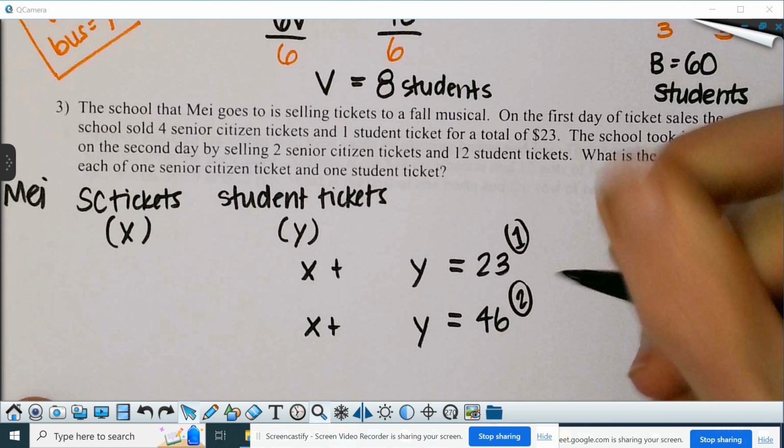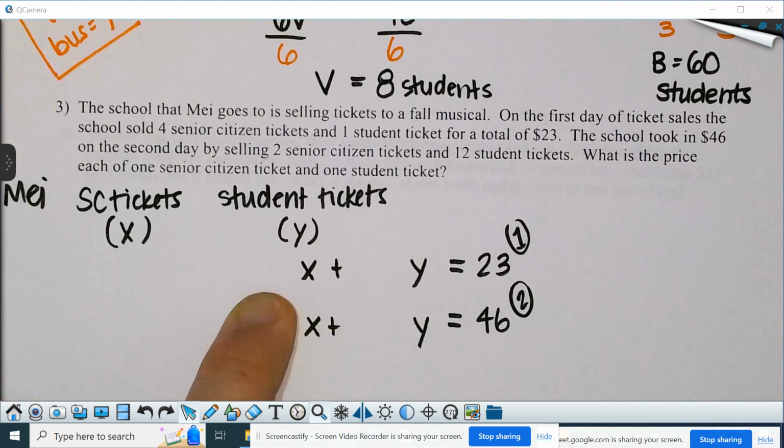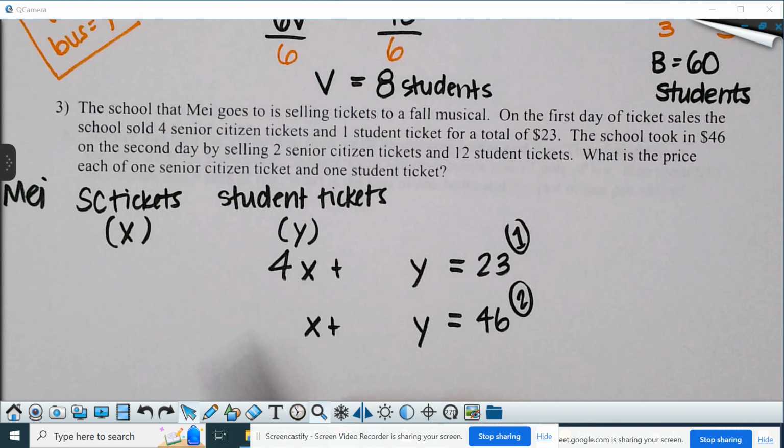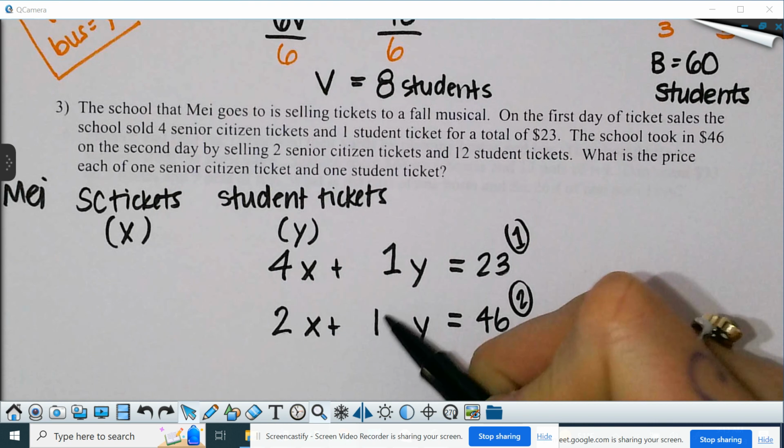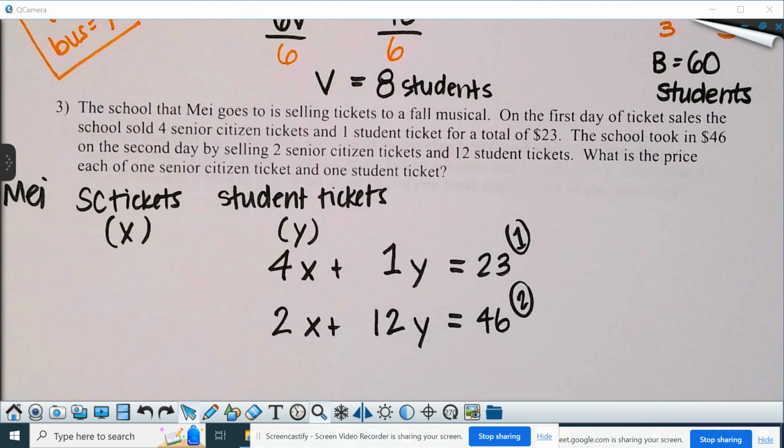How many senior citizen for day one? We had 4. And how many student tickets for day one? We had 1. And then for day two, 2 senior citizen and 12 student tickets. Now, 4 does not match 2, 1 does not match 12.